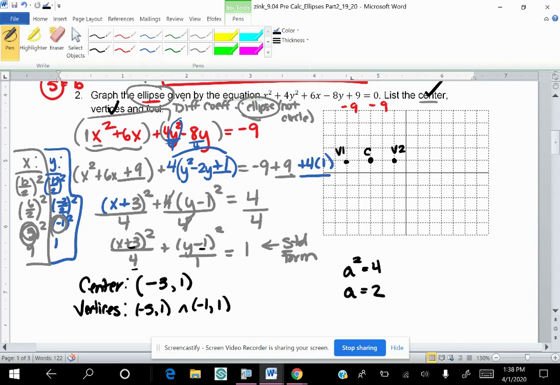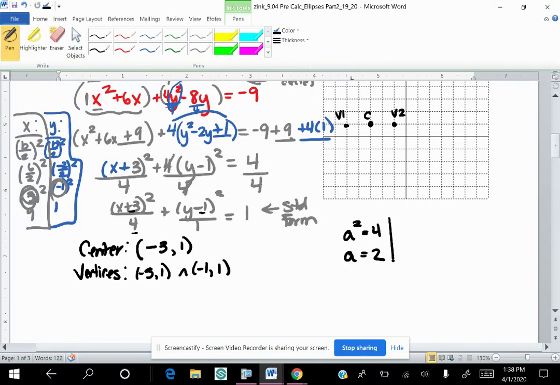All right, we're done with vertices. And it then asks us to find the foci. So for the foci, you again should be thinking what letter? Hopefully you're saying c. So vertices: a represents the distance from the center to your vertex. For the foci, that's going to be our c.